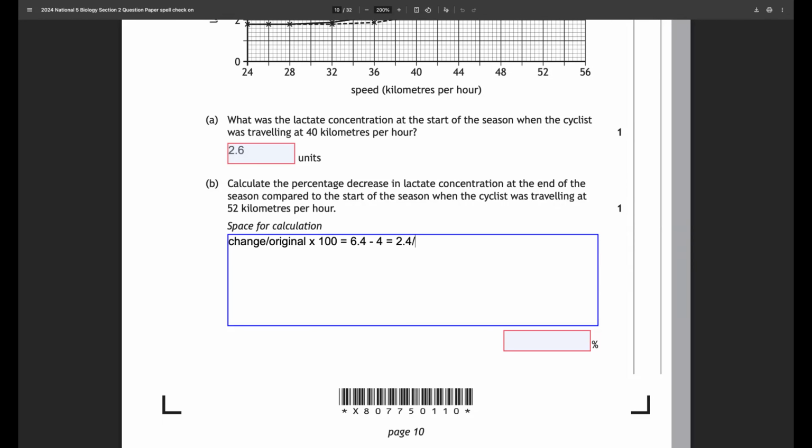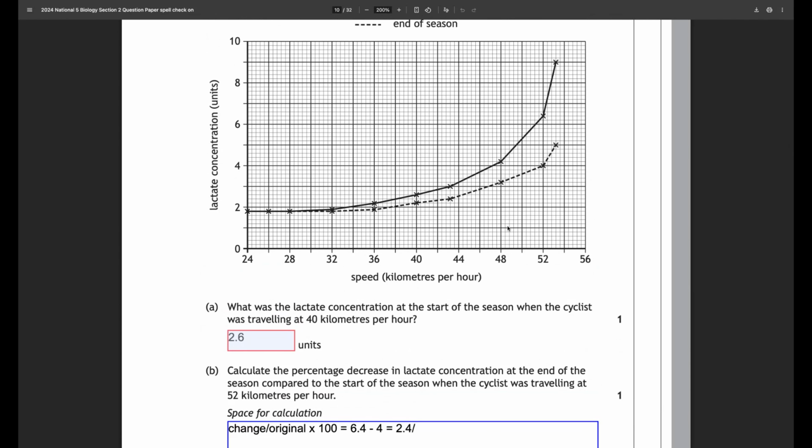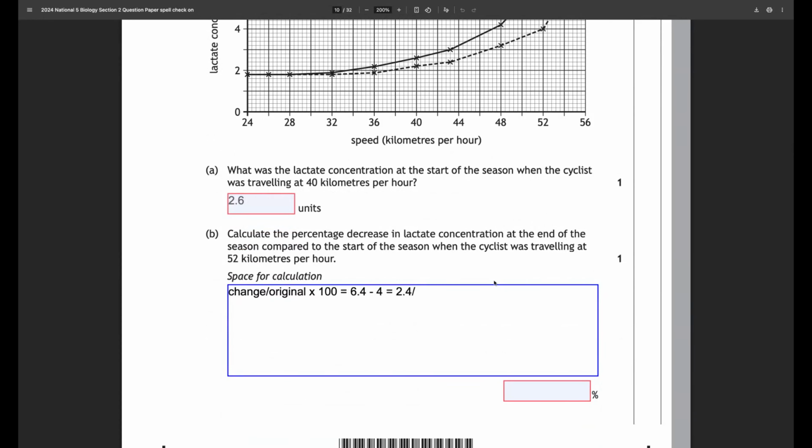That's the change. We're going to divide that by the original. What was it at the start of the season here? It was 6.4, wasn't it? Divided by the 6.4, then we're going to times that by 100, okay? So when we pop those numbers into a calculator, because even Mr. White cannot do this in his head, 2.4 divided by 6.4 times by 100 gives us 37.5, okay? So 37.5% is our answer there.